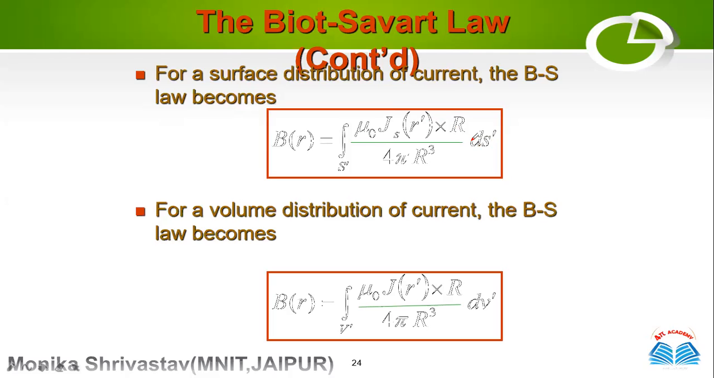Next, for a volume distribution of current, the Biot-Savart law becomes this one. This is J(r'), which is the volume current density. Somewhere we can write it as Jv(r'), with V in the suffix, and this dV' is the infinitesimal volume element. Mostly we will use this formula. So this formula is important. You guys can remember this formula.